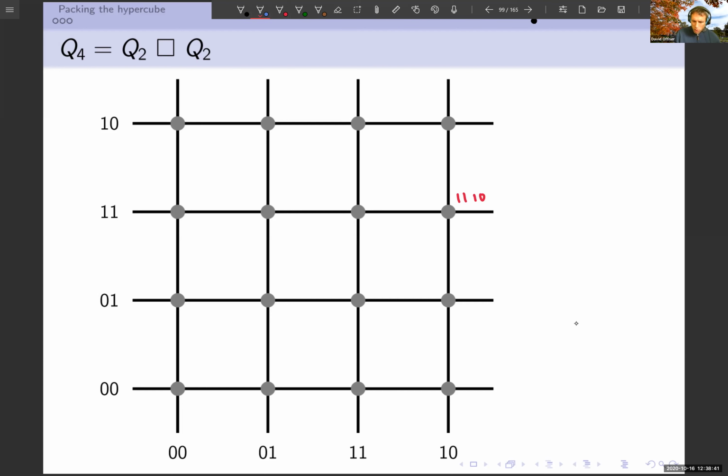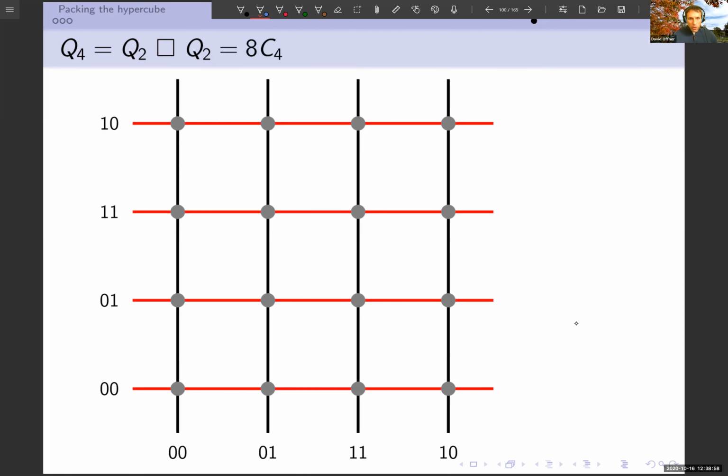We don't put the comma in typically, right? We just say this is address 1110. Okay, so this Q4 is actually a torus. It's a Cartesian product of 2 cycles. Okay, and so what cycle decompositions does it have, right?